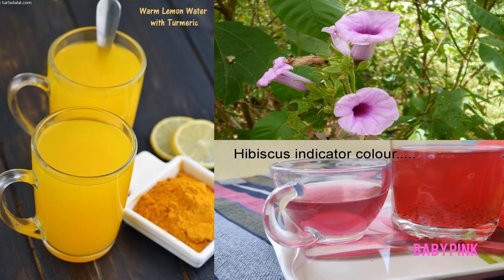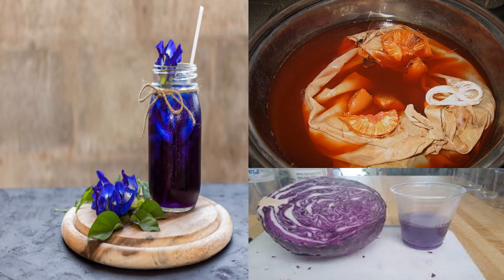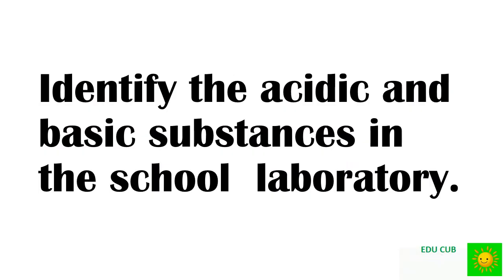You can prepare indicators using some materials in the natural environment. This is the first one, turmeric boiled water. Second one, extraction of giri tiller. Third one, shoe flower boiled water. Extraction of nilkatarolu. Arecanut boiled water. Red cabbage boiled water. Let's identify the acidic and basic substances in the school laboratory.